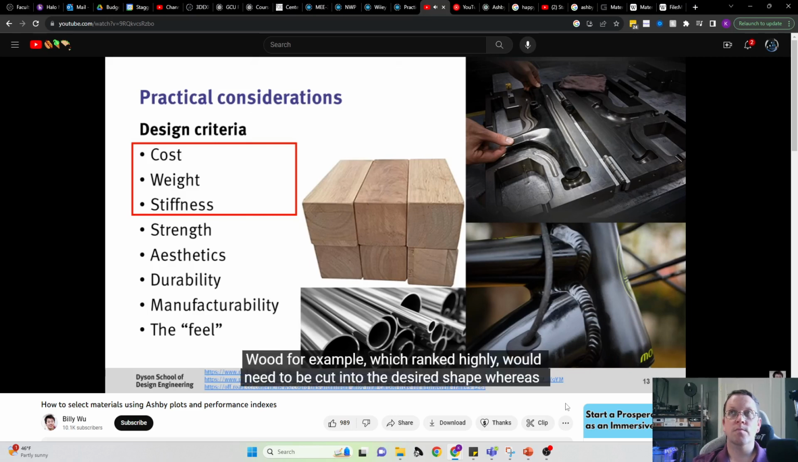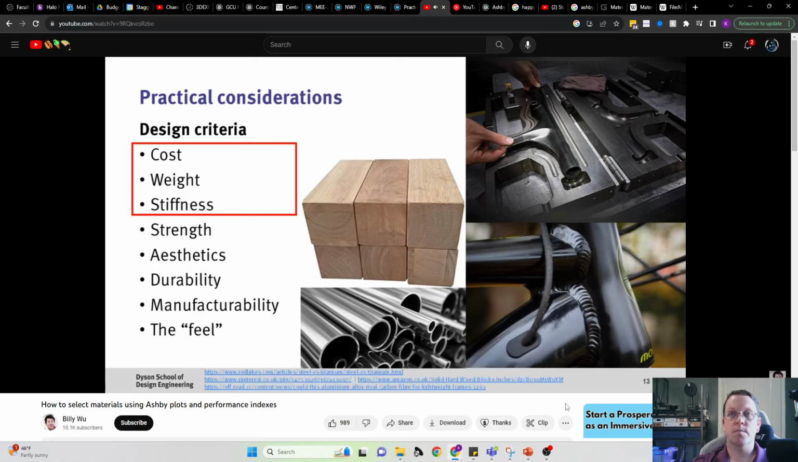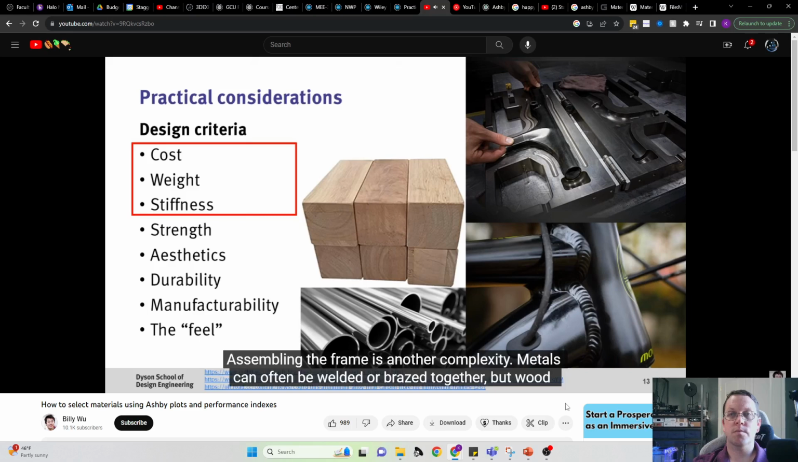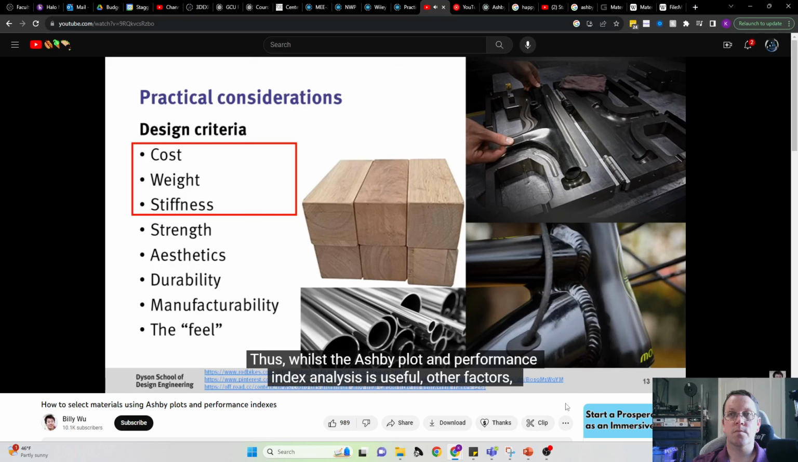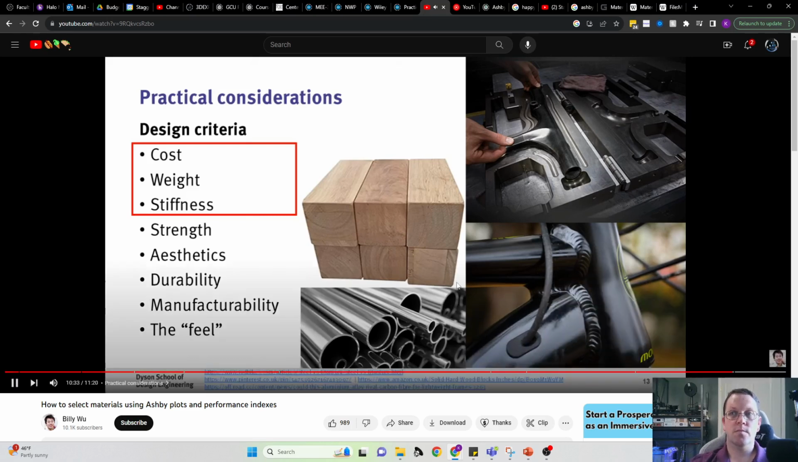Wood, for example, which is highly ranked, would need to be cut into the desired shape, whereas metal can often be manufactured at low cost through an extrusion process. Assembling the frame is another complexity. Metals can often be welded or brazed together, but wood needs to be glued together, which requires longer setting times. Carbon fiber components require a mold and a layout process, which is often very manual and requires costly tooling. Therefore, whilst the Ashby plot and performance index analysis is useful, other factors, especially manufacturability, need to be factored in. This can of course be added as an additional filter in more advanced analysis, but hasn't been done here.